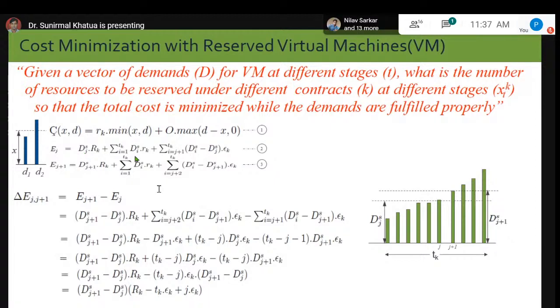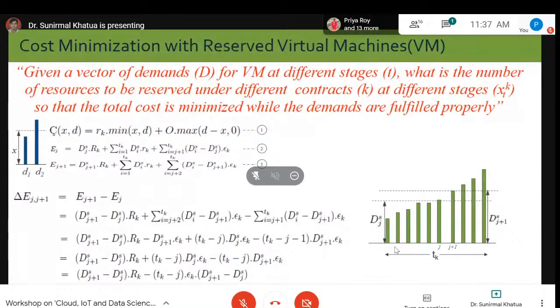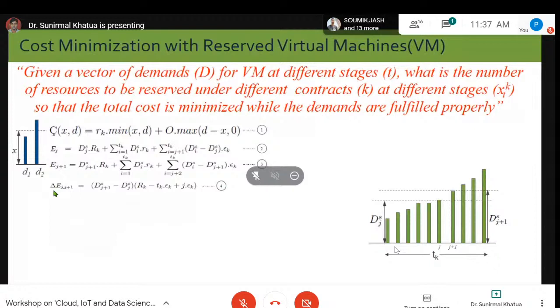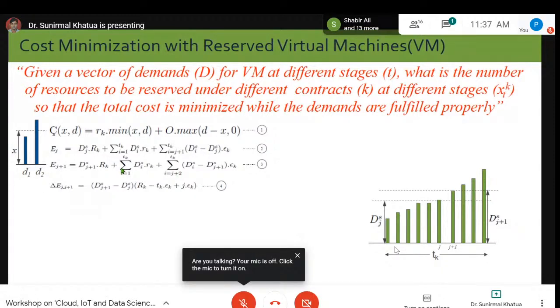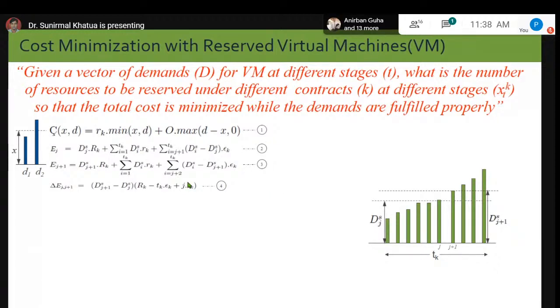If you subtract these two, and by simple mathematical calculation, you can reach a very simplified form, which is specified as delta E is basically d_{j+1} minus d_j. Obviously this will always be greater than or equal to 1, because this is sorted, multiplied by r_k minus t_k epsilon_k plus j into epsilon_k. r_k is the reservation cost per VM, t_k is the contract duration, and epsilon_k is the discount you get on that. And j is the jth smallest element. We are talking about j and j plus 1.